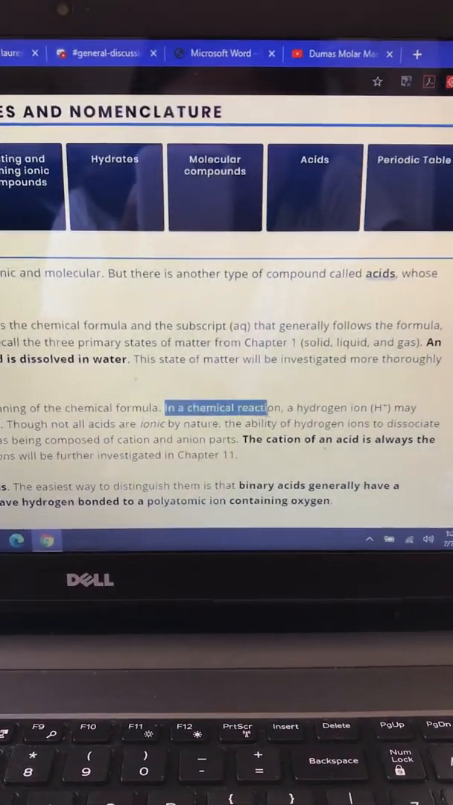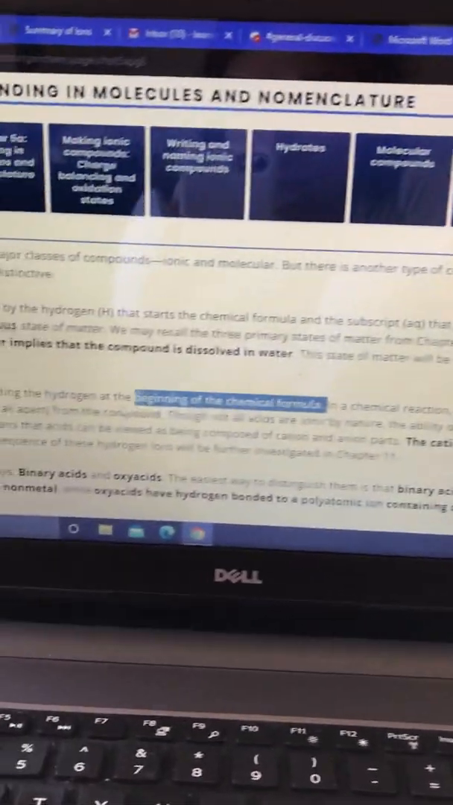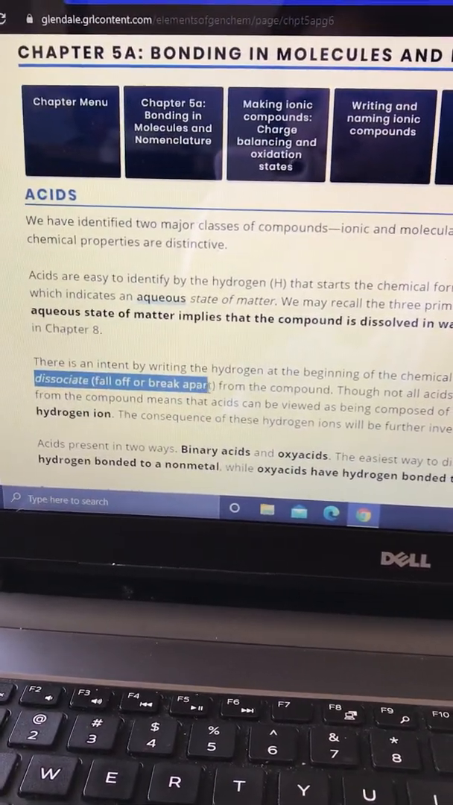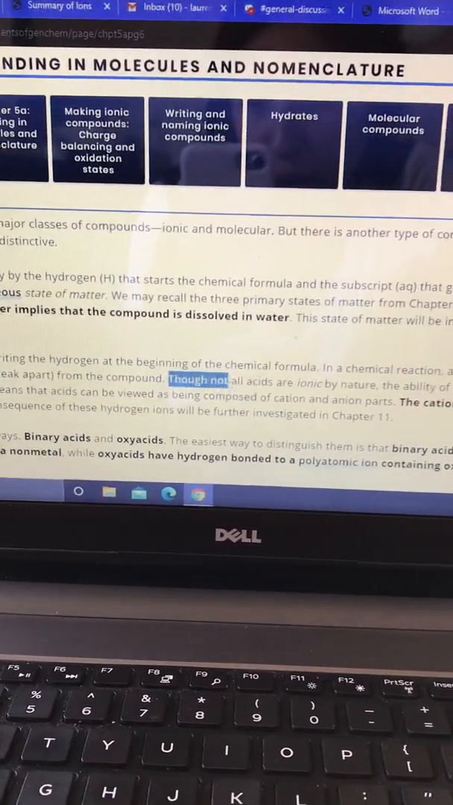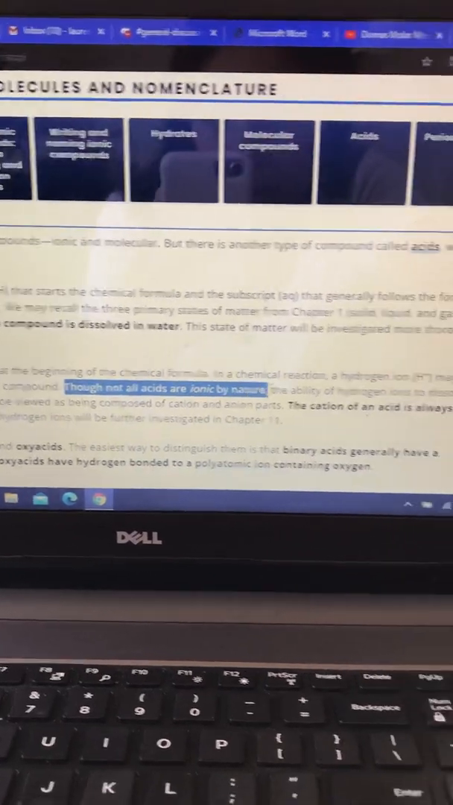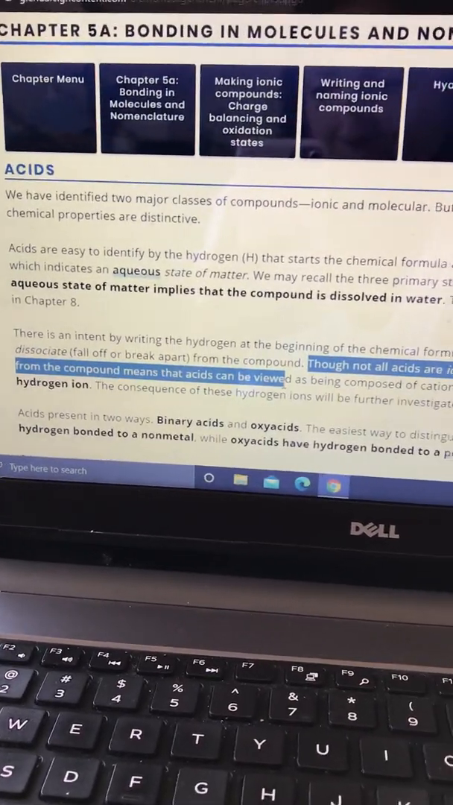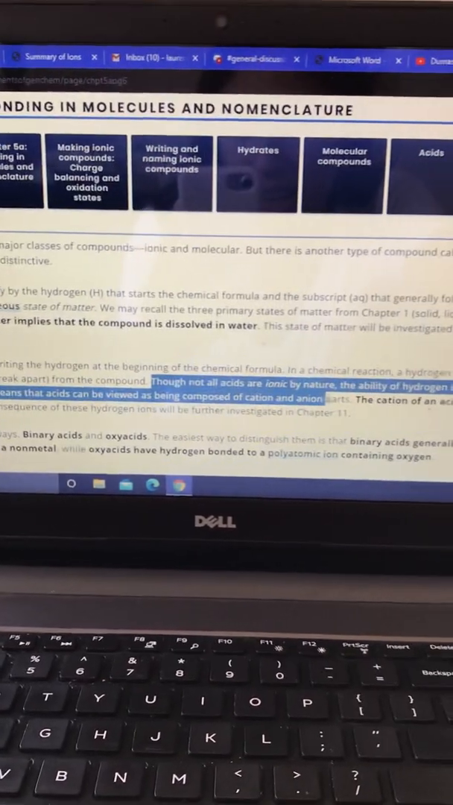In a chemical reaction, a hydrogen ion may dissociate, which is fall off or break apart from the compound. Though not all acids are ionic by nature, the ability of hydrogen ions to dissociate from the compound means that acids can be viewed as being composed of cation and anion parts.